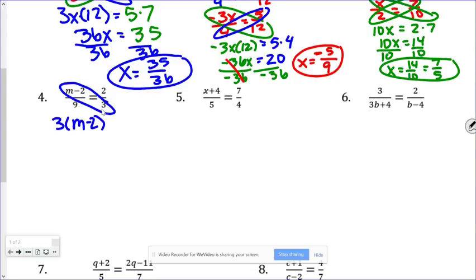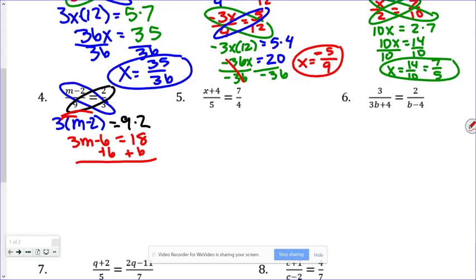Okay, then I'm going to multiply the other diagonal. Okay, now distribute that 3. So you're going to get 3m minus 6, and then equals 9 times 2, which is 18. So I'm just going to solve my equation like normal. So add 6 both sides. So I get 3m equals 24. Divide by the number in front of m.